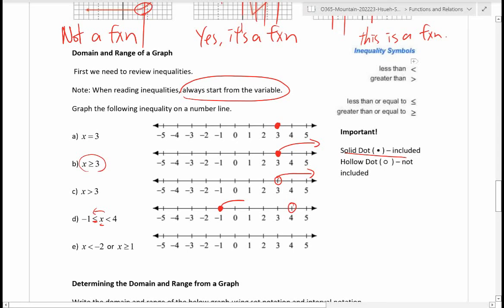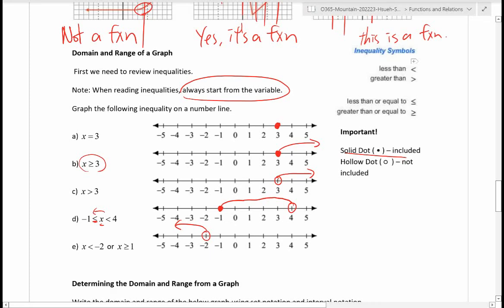And therefore x is between -1 and 4, but not including -1, but not including 4. So you look something like that. Okay. And finally, the last example I need to show you here, it says x is less than -2. So here's -2, it's less than, no equal sign, so just a hollow dot. It's less than, so it's to the left.